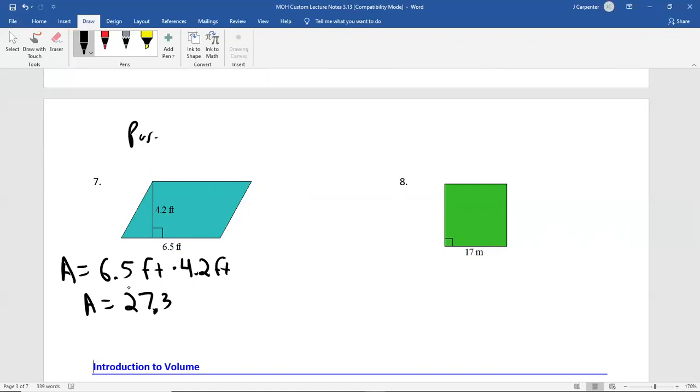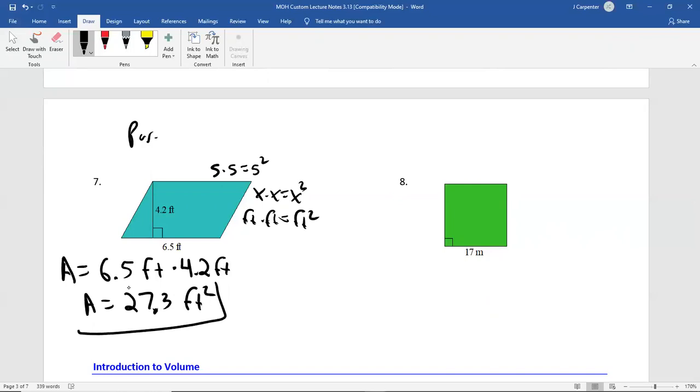But then we have feet times feet. Now remember, 5 times 5 is 5 squared. X times x is x squared. So feet times feet would be feet squared, and that is why area is measured in square feet. Anytime you're doing this with area, you end up multiplying feet and feet, and you get feet squared.